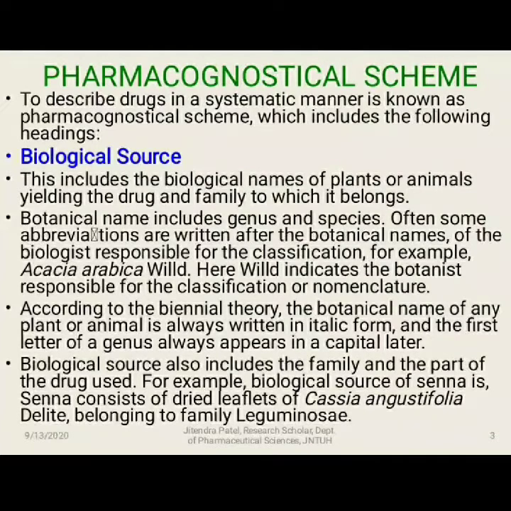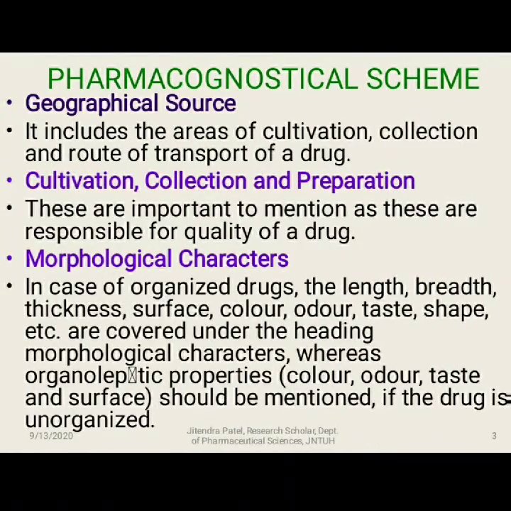So in biological source, three things are supposed to be mentioned: the part which we are using as a crude drug, the botanical or scientific name of the crude drug, and the family to which that particular crude drug belongs. If it is a plant, which family it belongs to. If it is an animal, which family it belongs to, that also we need to include.